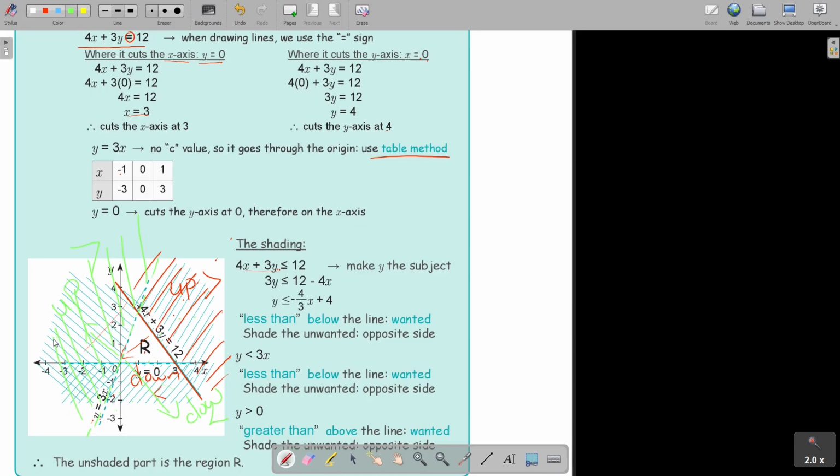And then the other one is very easy. Y is bigger because it's on this line. Up is bigger. That's the one I want. So check. Up, that's the one I want. I shade the unwanted. And there is the region R.